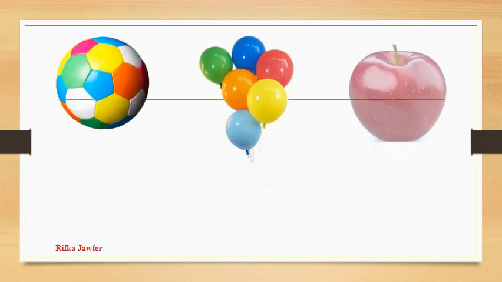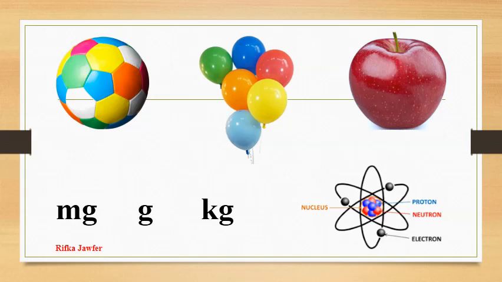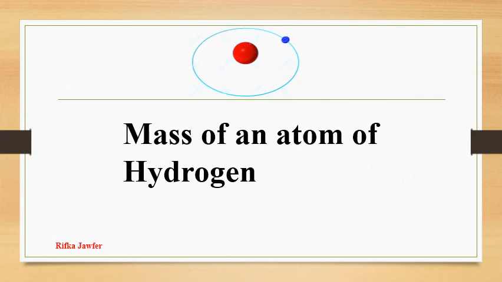Think of objects like a ball, balloons and an apple. You know that milligram, gram and kilogram are some units used to measure their masses. But when talking about the mass of atoms of elements, it's very hard to use those units because they are very light. For example, think of the mass of an atom of hydrogen. That's equal to 1.674 into 10 to the power minus 24 grams.